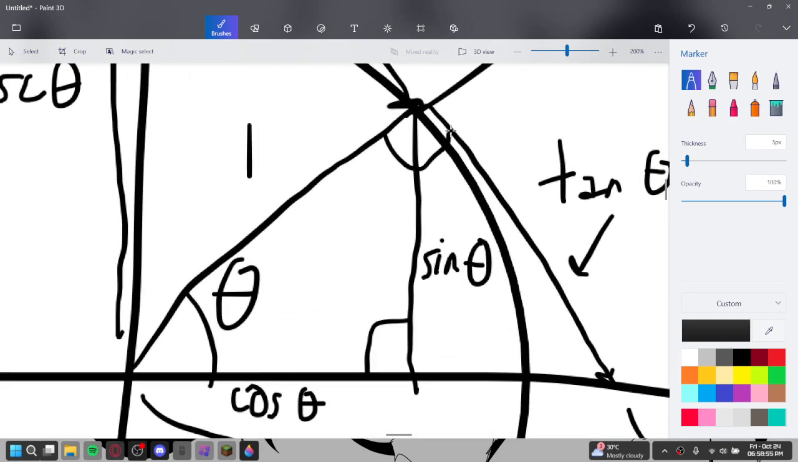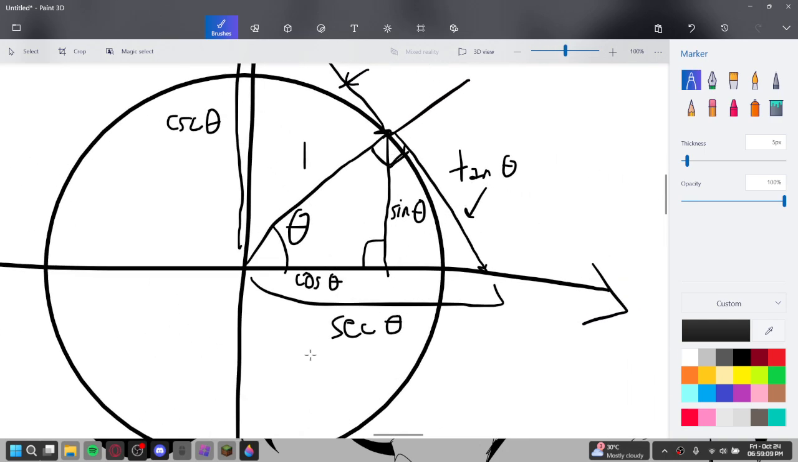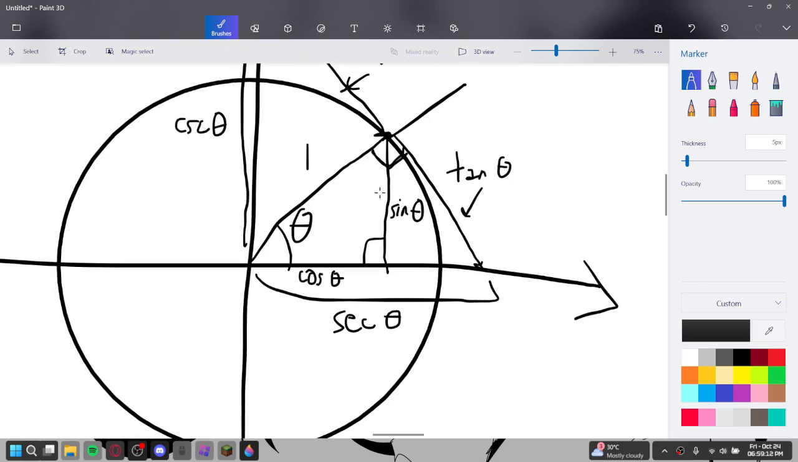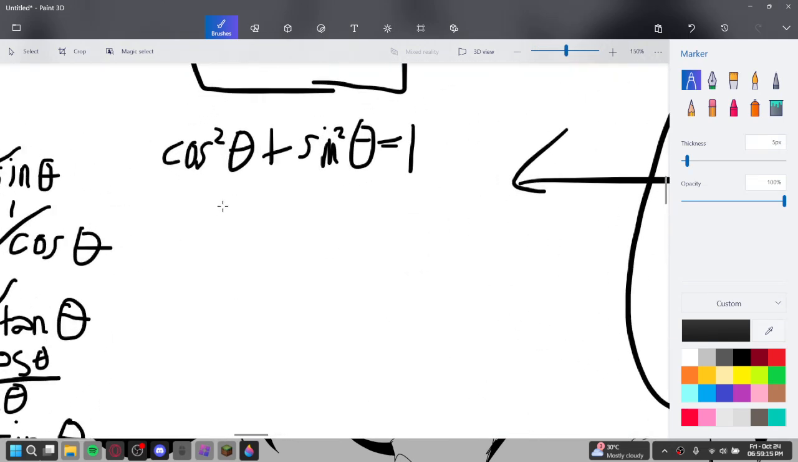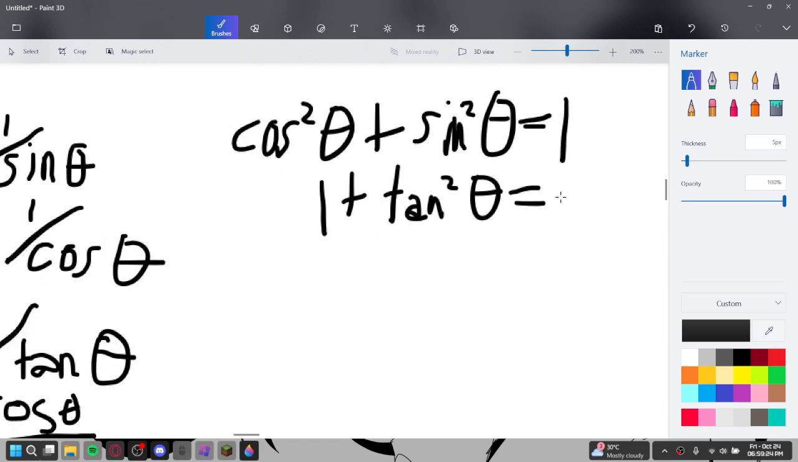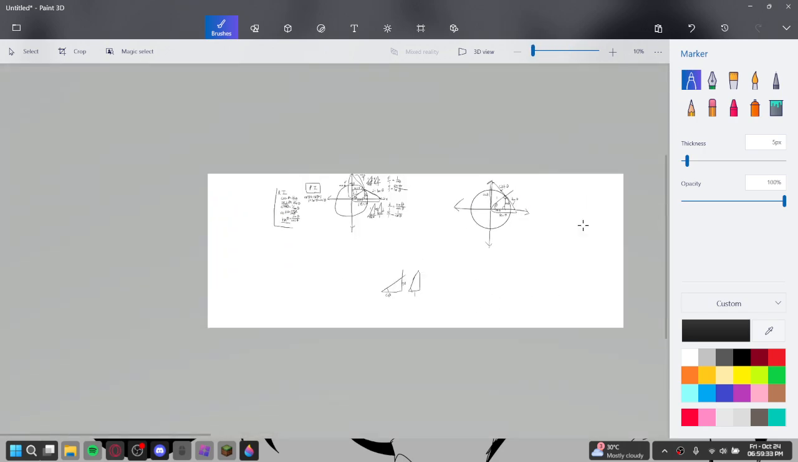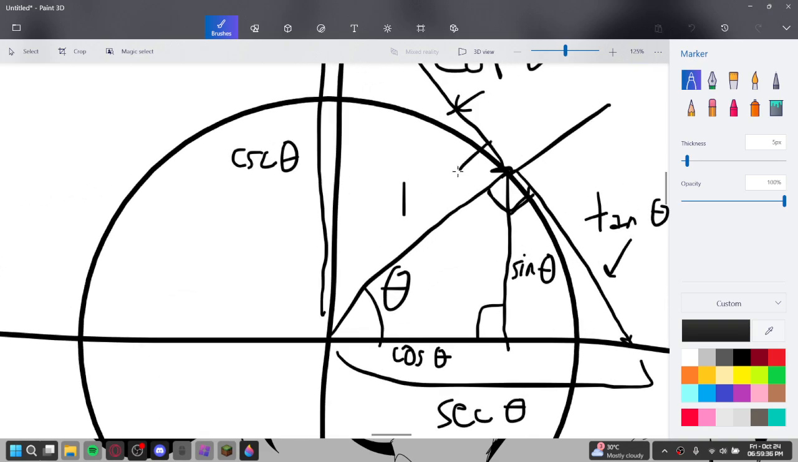And from the second one, we already know that this is a right angle since any tangent line is just perpendicular to the radius, to the length of the radius right here. So we get 1 plus tangent squared theta equals secant squared theta. So let's write that down. 1 plus tangent squared theta equals secant squared theta.